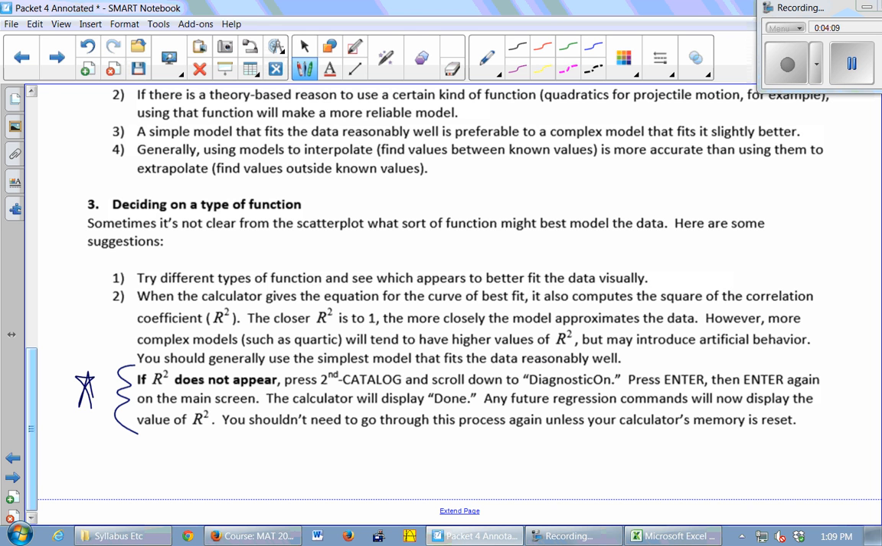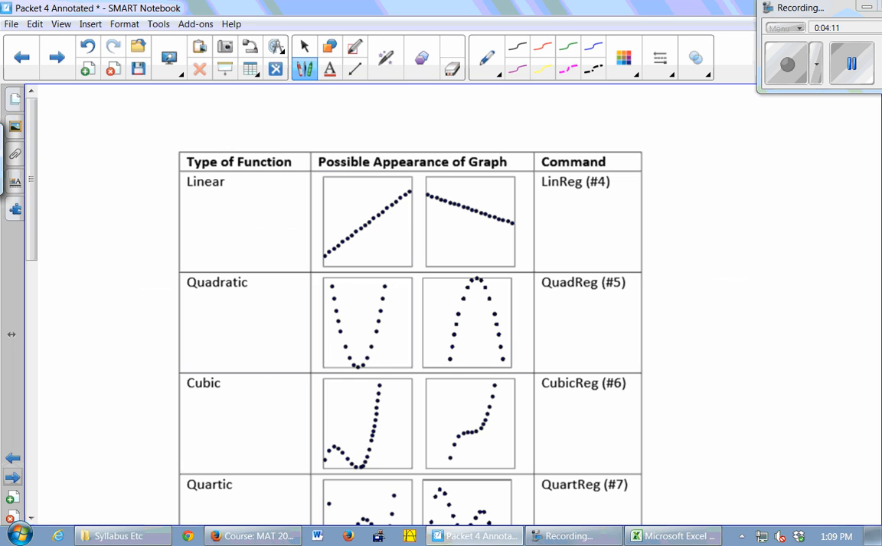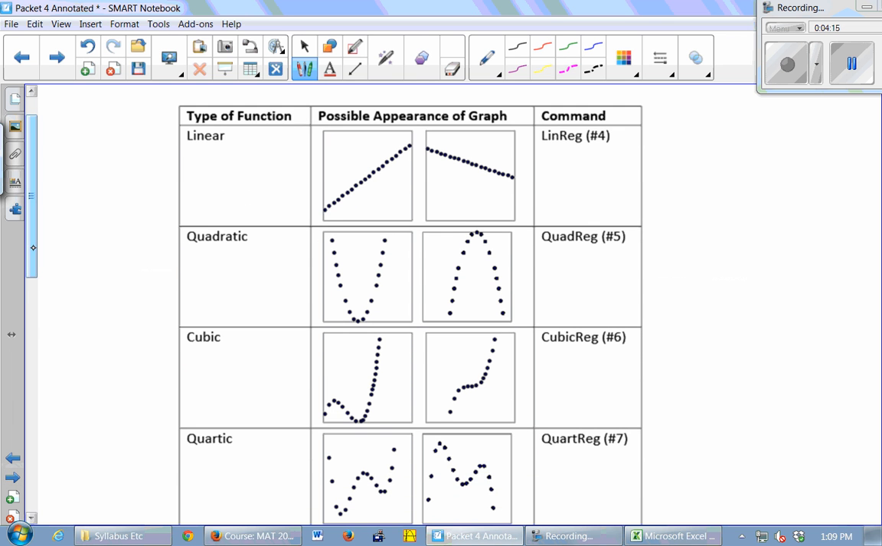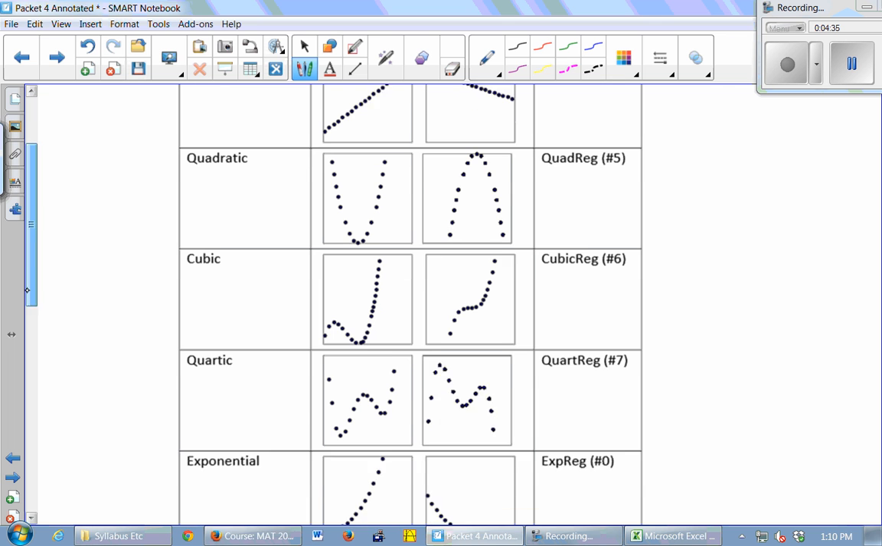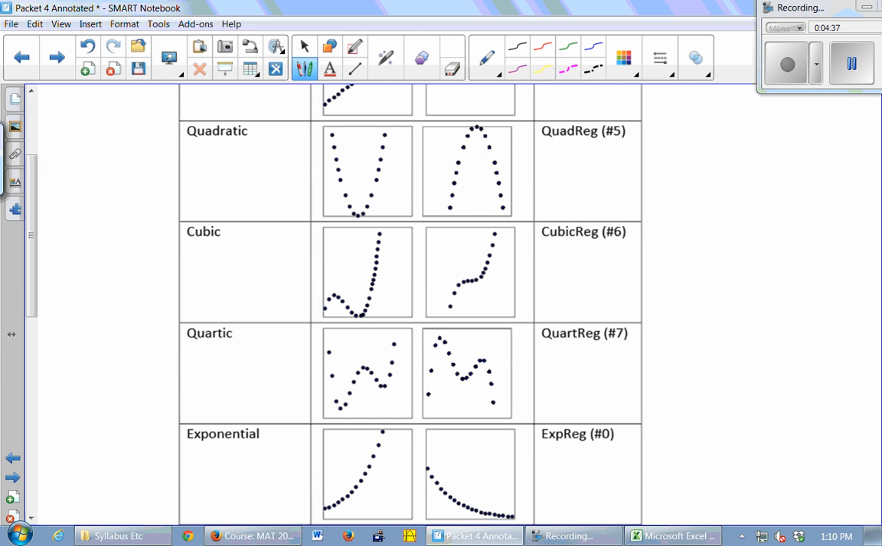So that's your page of intro. This is just a handy little reference about what some pictures might look like and what kind of model you would choose for them. If all your data falls in a line or something close to a line, you'd use a linear function, and that's LinReg in your calculator. If you get a U shape, you might use QuadReg.